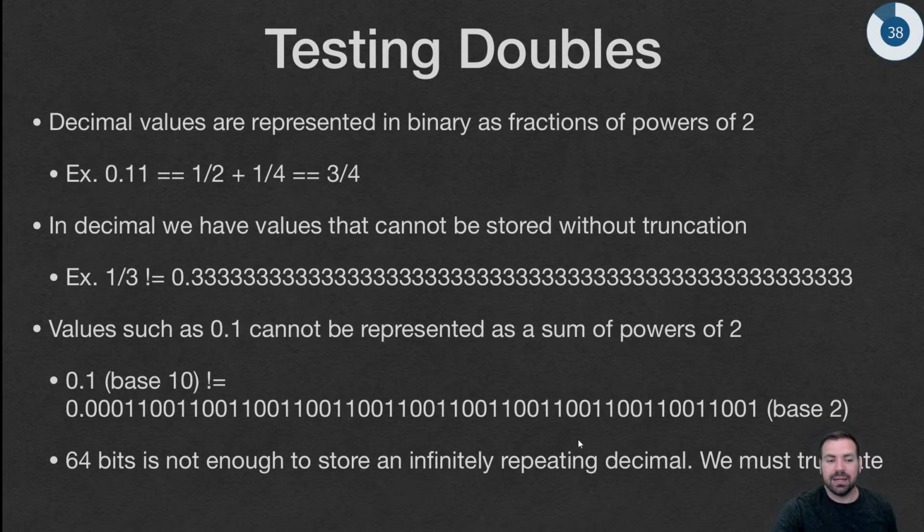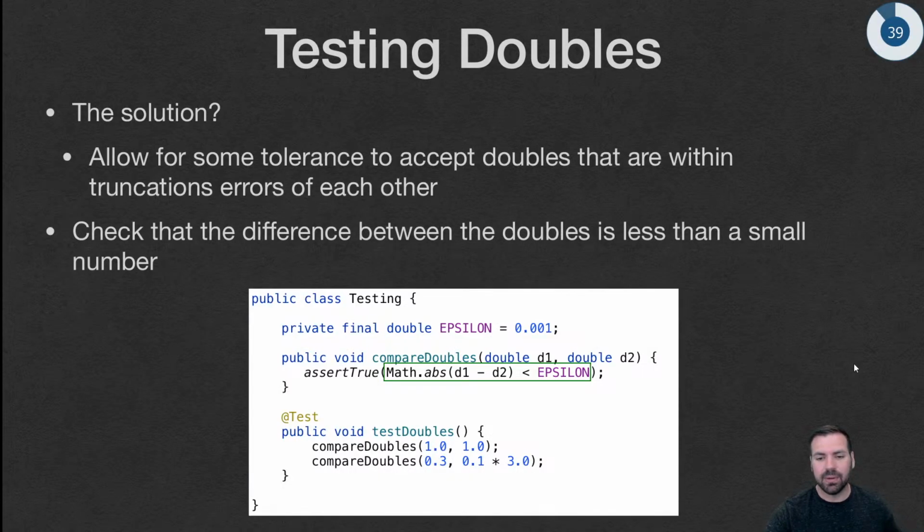So we can't represent 0.1 in base 10 exactly in base 2. We just can't do it. It would have to repeat forever. So we have to truncate. At some point, we just truncate it, delete everything that comes after, and we get something that's pretty much 0.1, but not exactly 0.1.